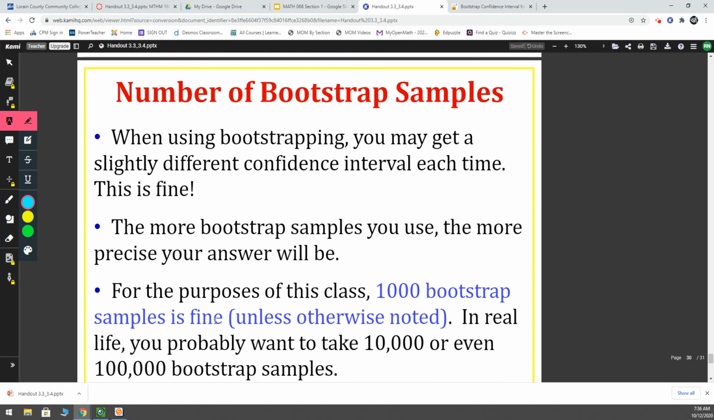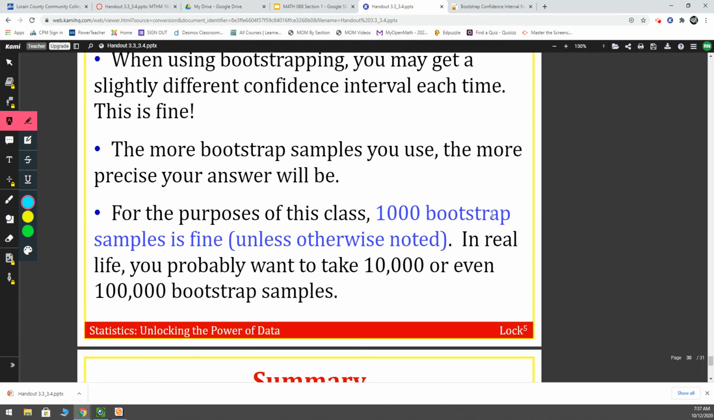When using Bootstrap sampling, you get a slightly different confidence interval each time. We saw that when I ran the numbers again, it came out a little bit different. For the purpose of this class, 1,000 samples is fine. To me, the word fine means not good enough. In reality, you probably want 10,000. That's usually my number. If the directions don't tell me how many, I'm going to run 10,000 all the time, because 10,000 will give me a much better estimate of the true CI.